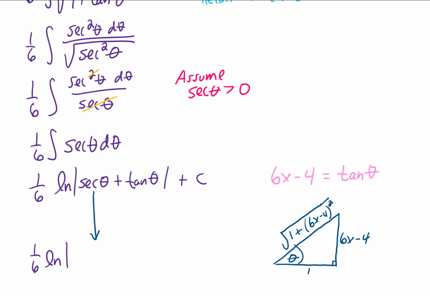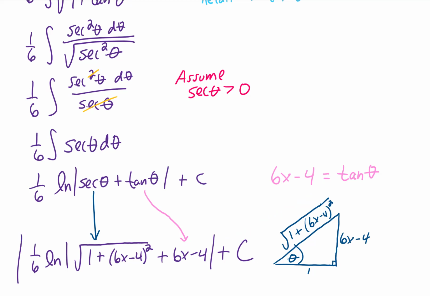Secant of theta is 1 over the cosine of theta, so that's going to be the hypotenuse divided by the adjacent side. So secant theta is going to be the square root of 1 plus the quantity 6x minus 4 squared. Tangent theta we already know is 6x minus 4. That was our original substitution. I'm going to tack a plus c on there and box that up. That looks like a pretty good answer.